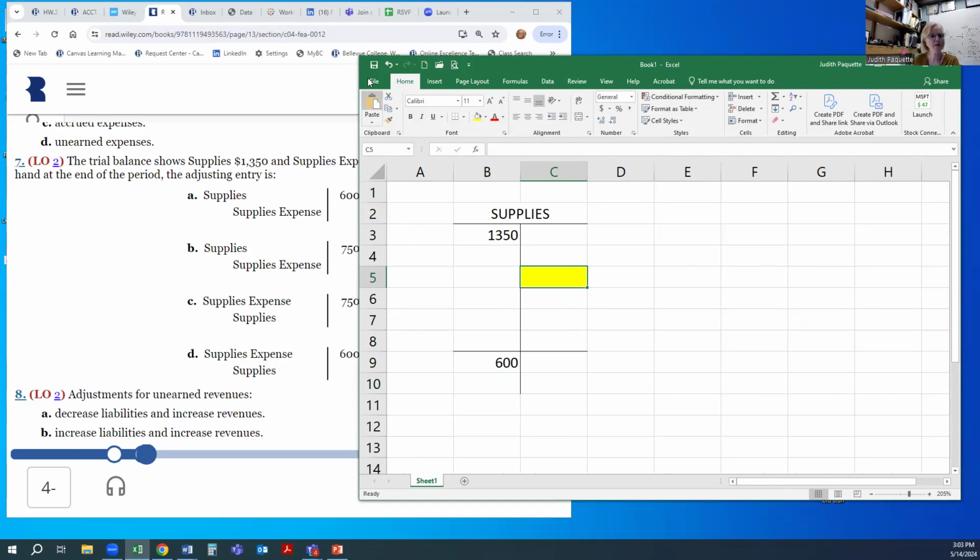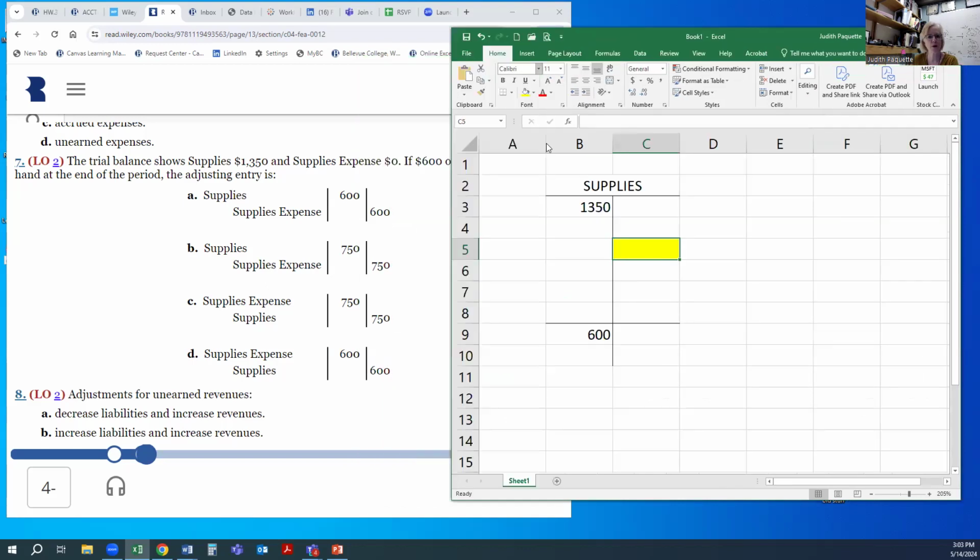Okay. So I've got 2 of you with correct answers. So you want to do what? Debit or credit supplies? Credit. So that eliminates all but C and D, which have supplies credited. And then it's just a question of saying, what do I have to do to 1350 to get to 600? And so like Ariana was saying, just subtract it.